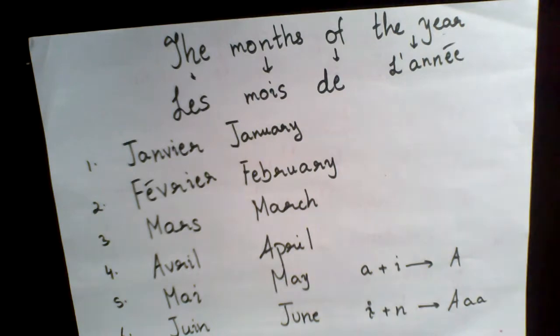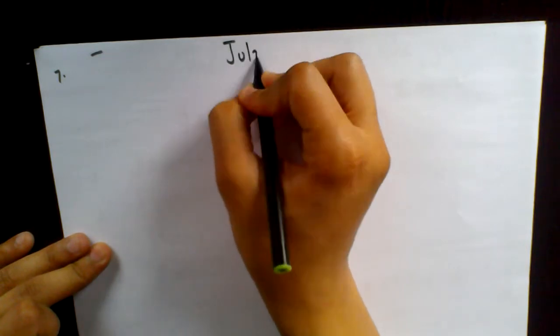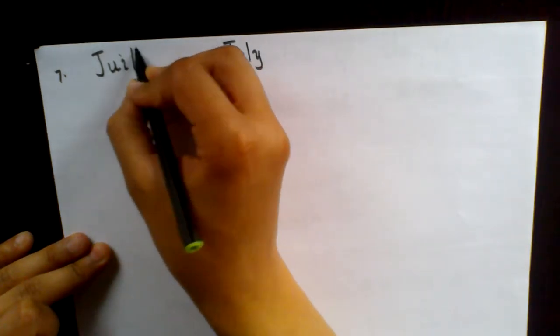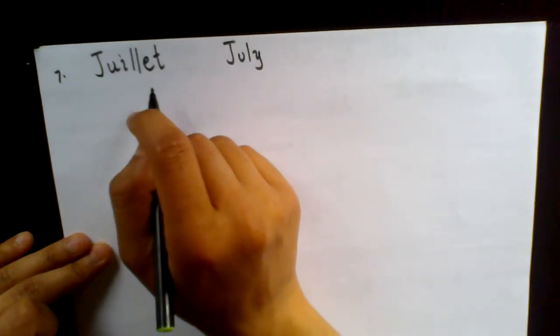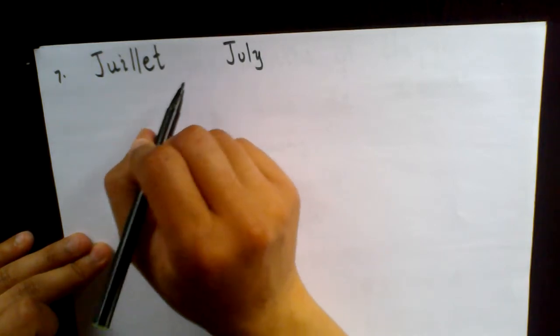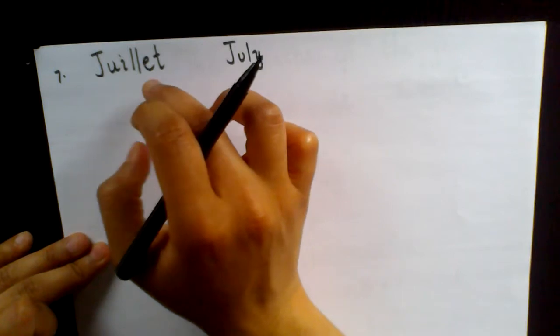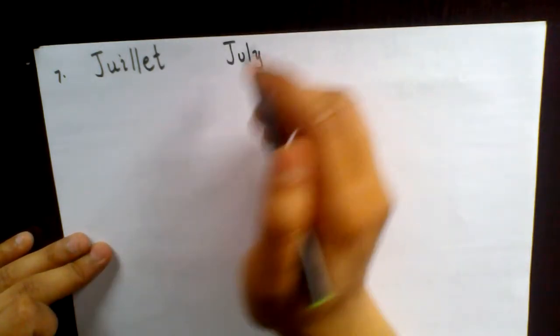Okay, and then you have July, the seventh one, which is Juillet. I think I made a mistake. It is Juillet. Okay, it is Juillet.